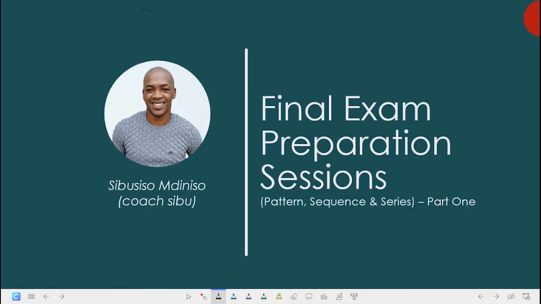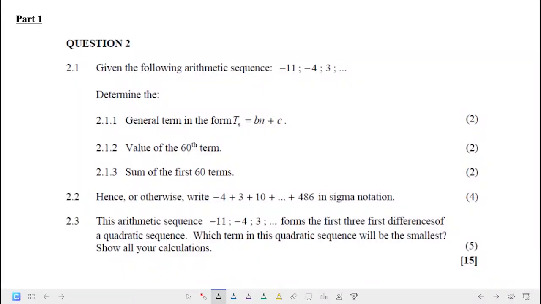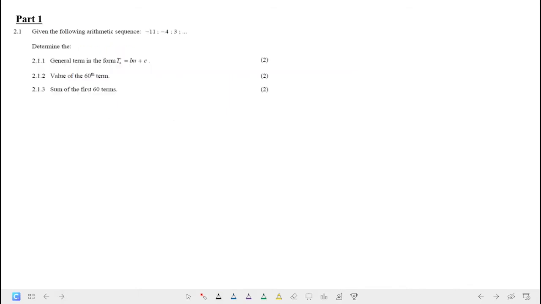So without further ado, we're going to start with the first part of part 1 of the patterns, sequence and series. In the first part, we're given question 2 type of questions that you will get on your paper 1 final exam. Now here we have 2.1, 2.2 and 2.3. So let's go ahead and answer those questions.